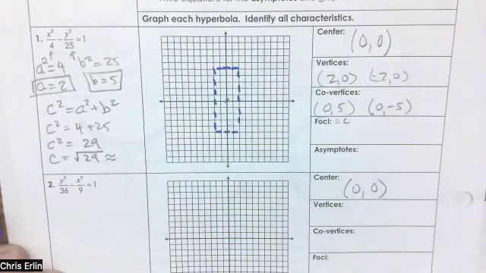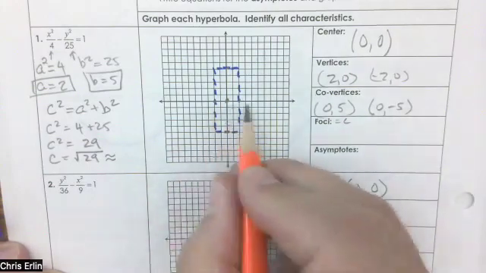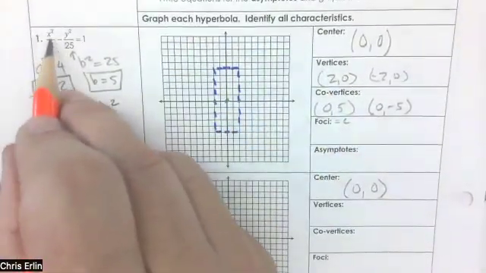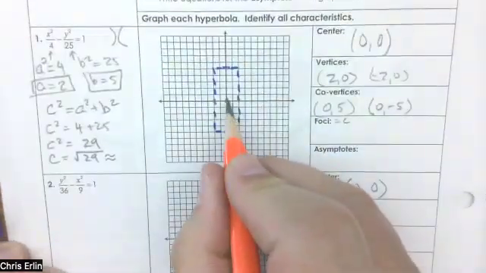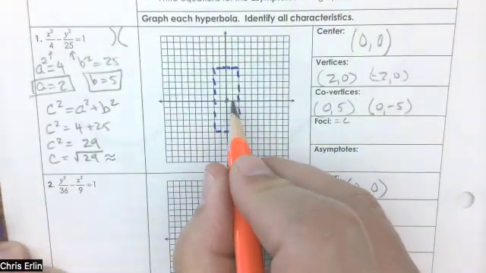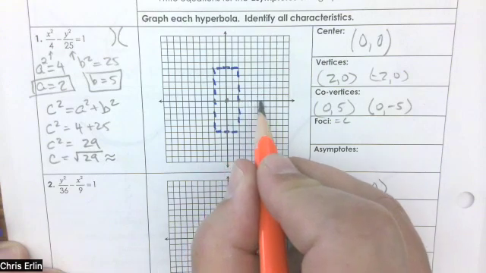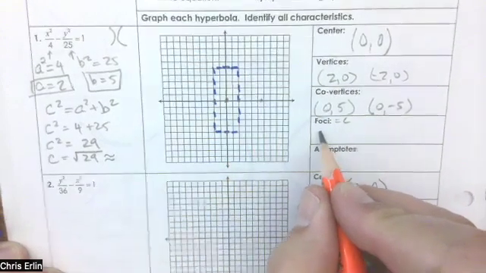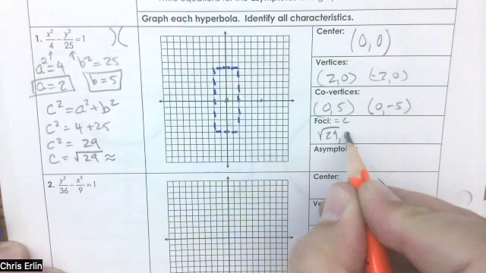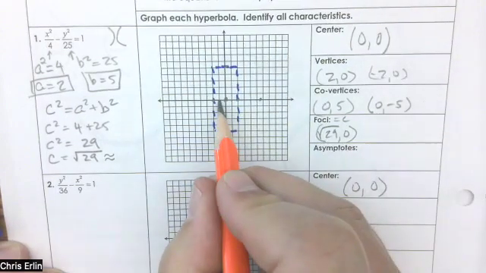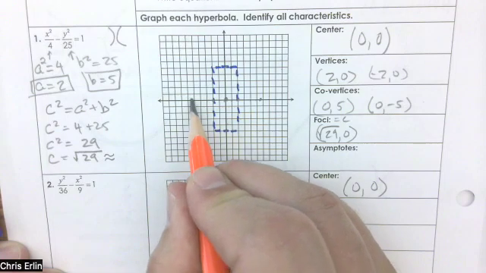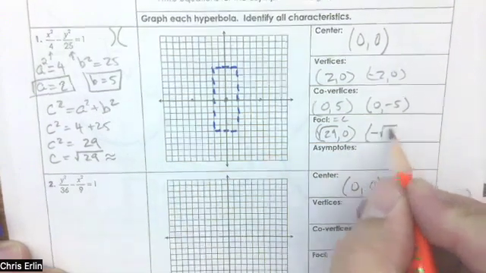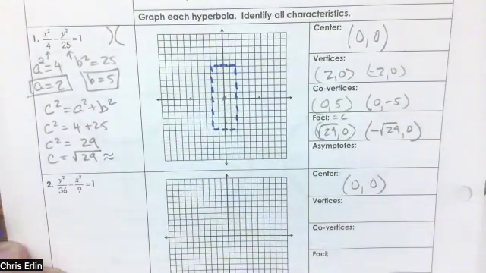In this particular case, because we're going left and right, this is x squared first. So it looks like an x. So we're going to go from here, right, root 29, 1, 2, 3, 4, 5, and a little bit. And that focal will be root 29, 0. And if I go left, 1, 2, 3, 4, negative 5, and a little bit more just to graph it, that's going to be negative root 29, 0.